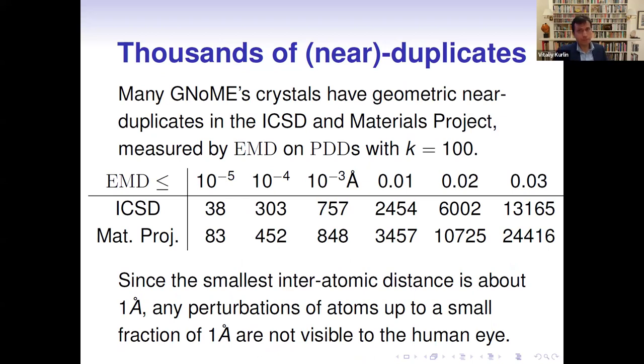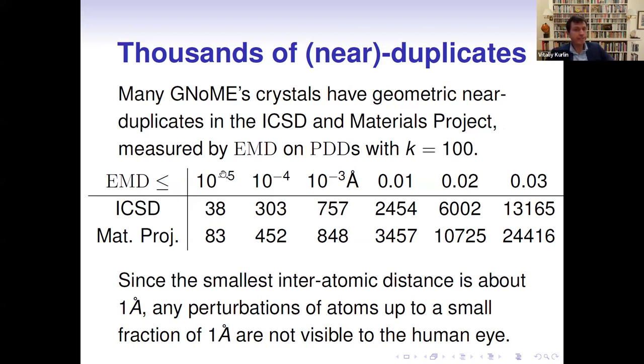So we went further. We compared the whole set of GNoME crystals with other databases, the Inorganic Crystal Structure Database and the Materials Project database. This is what we found in terms of our Earth Mover's distance on PDD invariants, using 100 atomic neighbors. Here you see thresholds for these distances in angstroms. One angstrom is approximately the smallest interatomic distance, and 10 to the power minus 5 is really small. Even 0.03 is rather small, so it will not be visible by eye.